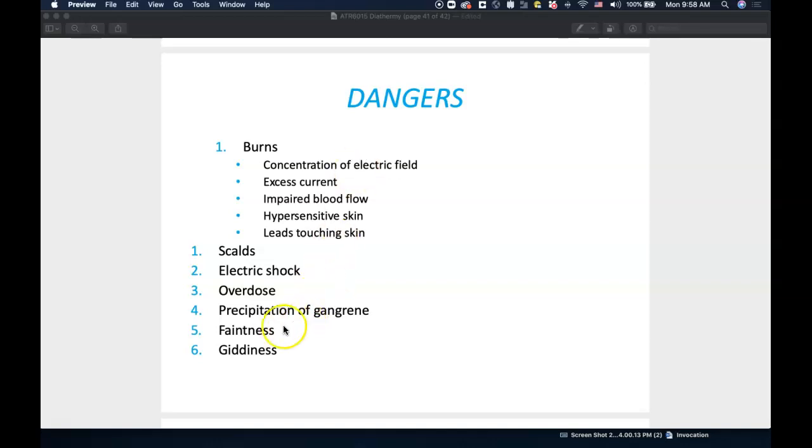The other one that I see is faintness, and that has to do with a patient who is already hypotensive. And remember, we're going to reduce blood pressure even more. So we see the faintness or the dizziness that proceeds afterwards. And we don't want to overdose the patient. By that, I mean we don't want to apply so much electromagnetic energy that we cause tissue damage. So we want to be careful of these things on the list.